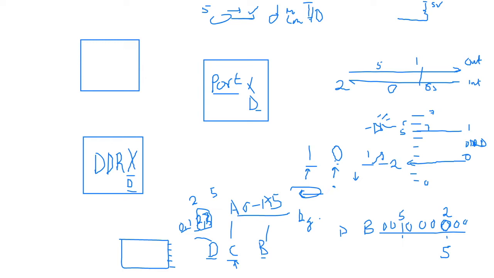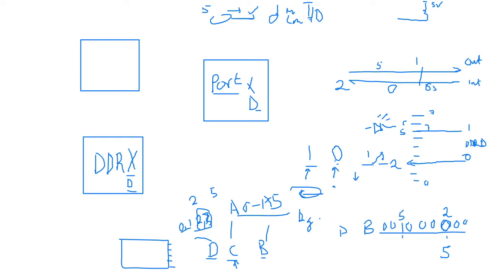Okay, so when it is an output, we don't have much of a problem. It means, especially for pin 5 configured as an output, if we send a 1 to the port on pin 5, we expect the LED to come on. If we send a 0, we expect the LED to go off. That is pin 5, port D pin 5.